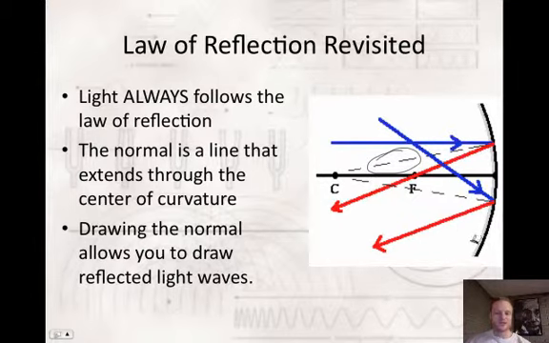Something like if I were to draw one here, and I wish I could use a ruler tool, but this normal line, and again, I'm not doing it straight, would have gone through the center of curvature. You can see how bad that is not straight. I apologize, but it should have gone through the center of curvature. Okay, so if that's helpful to you, feel free to draw those normal lines when you're drawing ray diagrams, which is something we're going to get into in the next lesson. Drawing the normal helps you to see where the reflected light rays go.